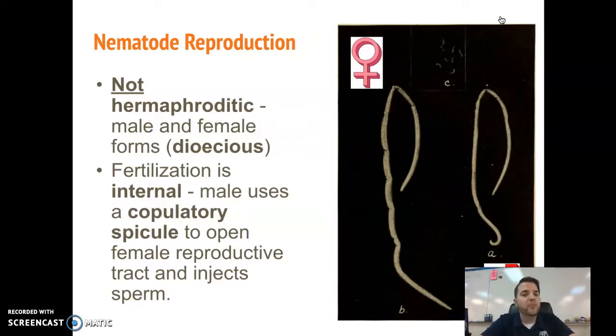So the flatworms are hermaphroditic, and the next phylum kind of is too, but this is one phylum that is not. They have to come together to have sex. Fertilization is internal, so the male has what's called a spicule, which is basically just like a barb that is used to essentially open the female reproductive tract and fertilize. We'll just leave it at that. We don't need to go into more details than that. So basically, they have sex.